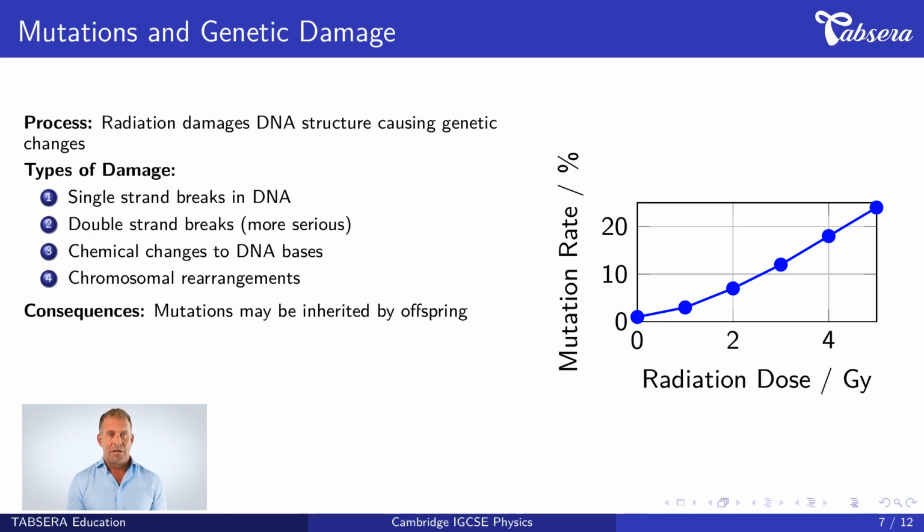Third, chemical changes to DNA bases, the letters of the genetic code. Fourth, chromosomal rearrangements, where large sections of genetic material are moved or lost. The consequences are significant because mutations may be inherited by offspring if they occur in reproductive cells. The graph shows how mutation rate increases with radiation dose. At 0 dose, there's a baseline 1% mutation rate from natural causes. This rises to 24% at 5 Gray, demonstrating the linear relationship between dose and genetic damage.